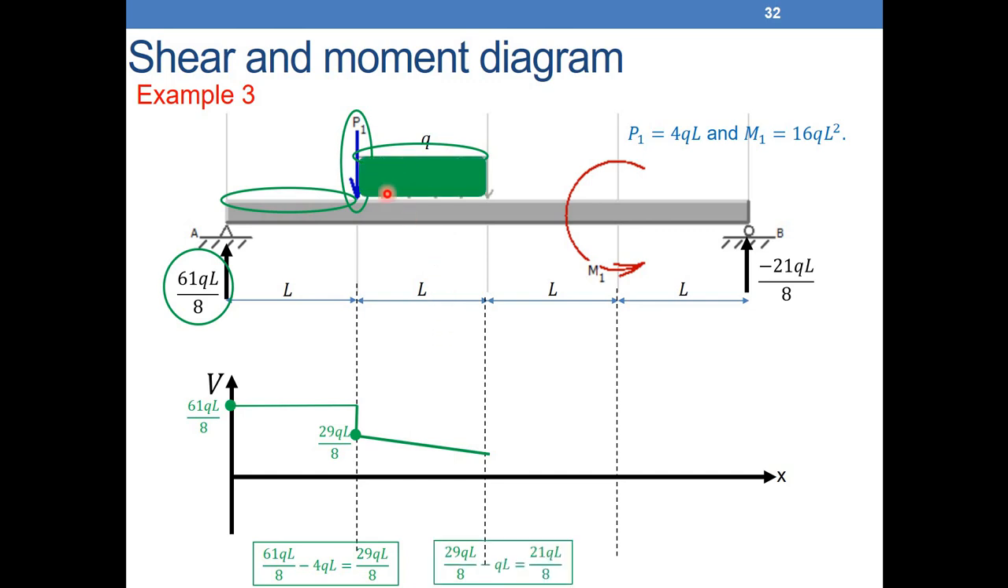So Q times L. So I need to go down here by how much? By Q times L. So 29 QL over 8 minus QL will give me 21 QL over 8. So I will come here to 21 QL over 8.